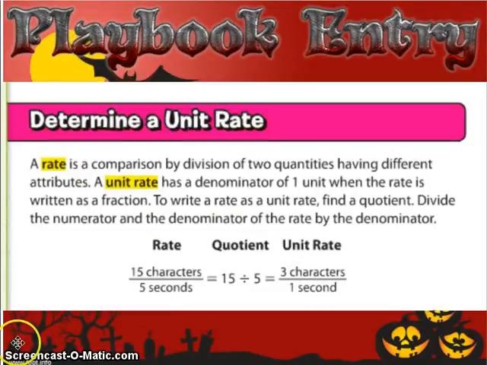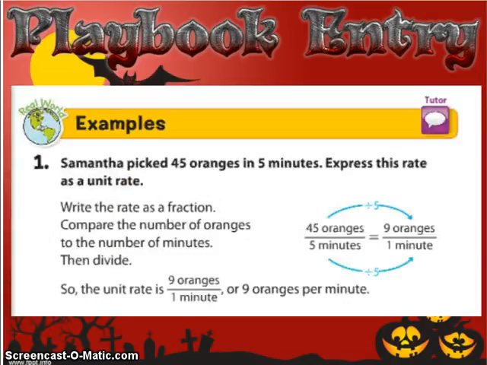So here's just another example of a unit rate along with the definition. You'll notice that you can go from the rate, 15 characters in 5 seconds. The quotient, meaning our division part, is we're going to divide by 5 for both top and bottom. And then we get 3 characters in 1 second. So again, we went from rate to unit rate. Here's another example. This example is a nice example because we can determine it in 1 minute. We actually get a denominator of 1.